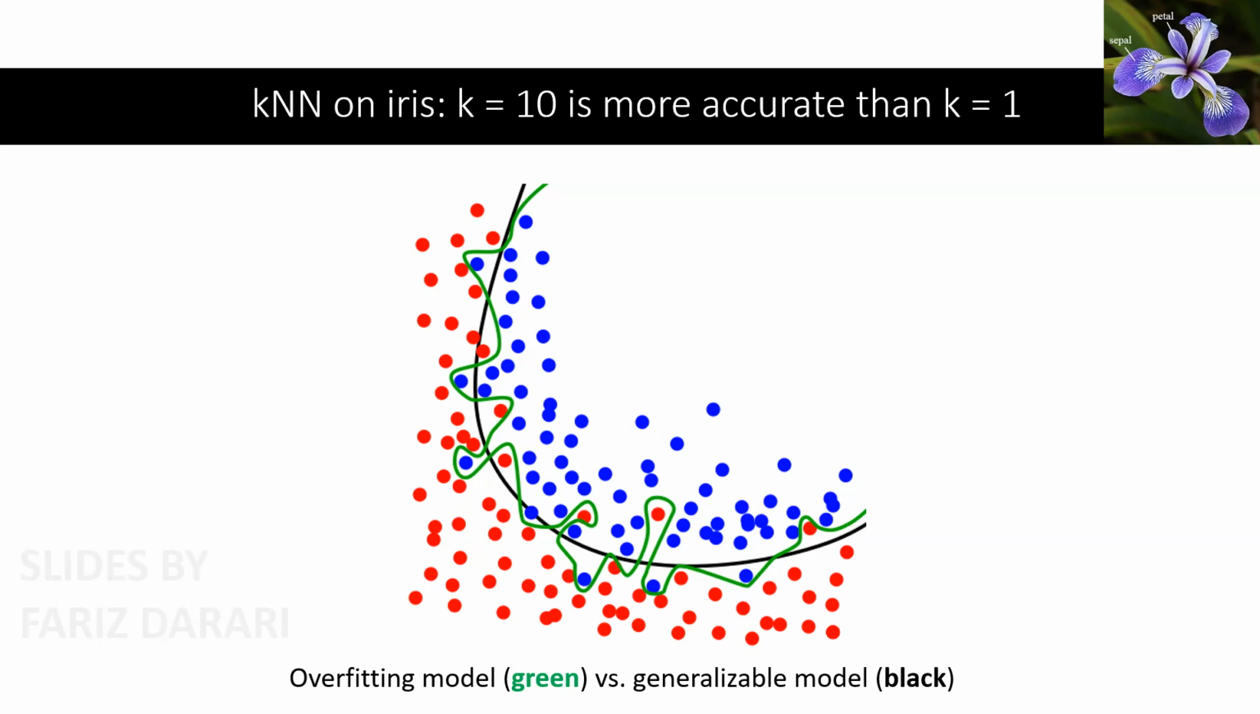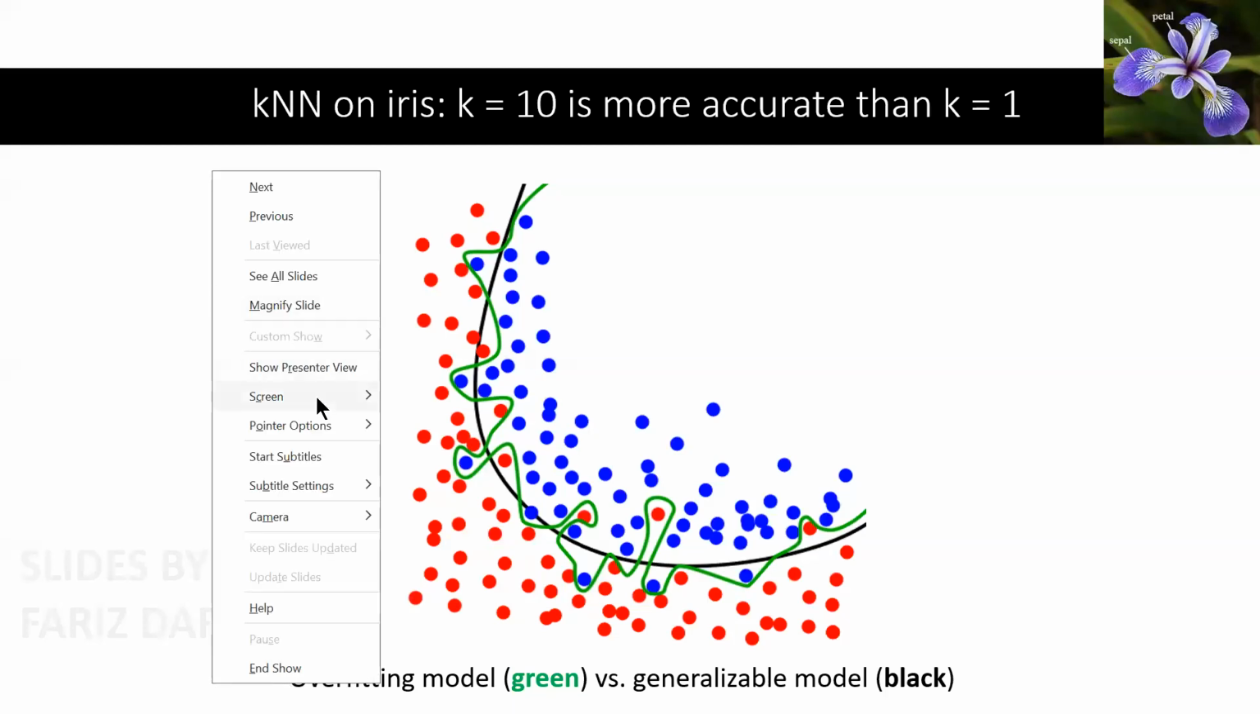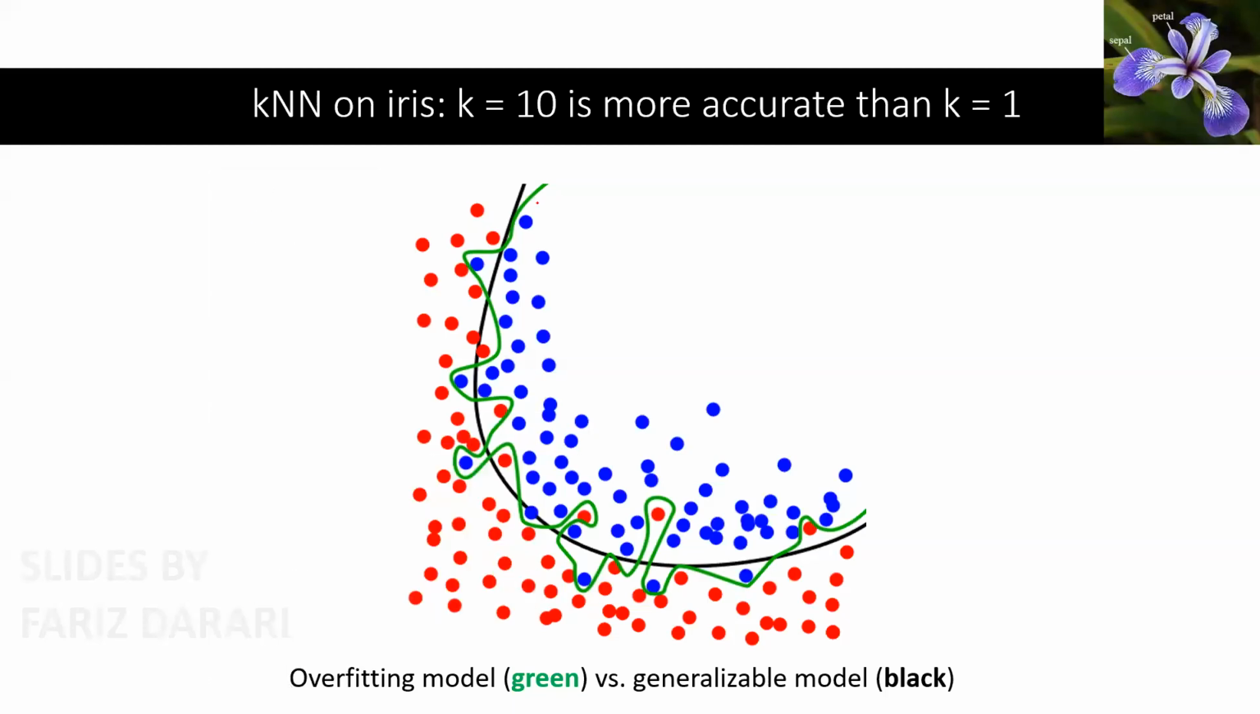The green model, if you look carefully, seems to have perfect accuracy for the training data, right? Awesome. But this is overfitting. It's not really generalizable.